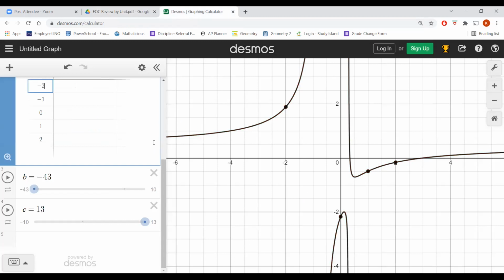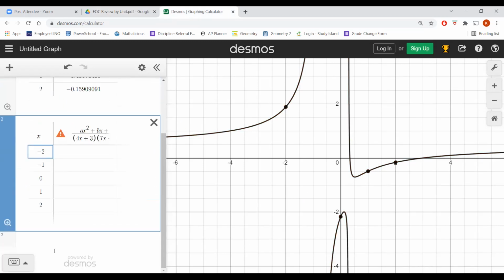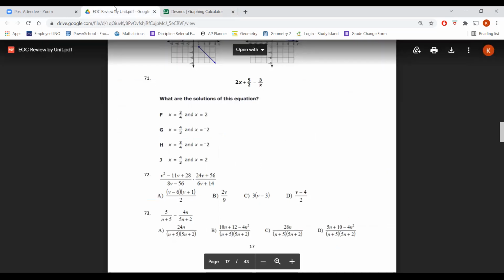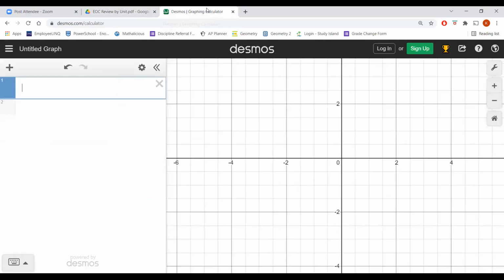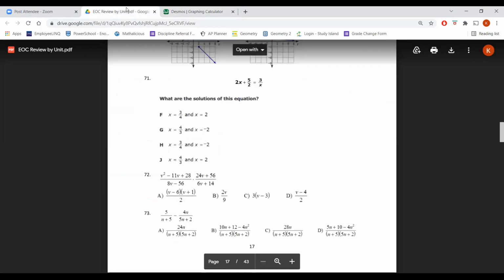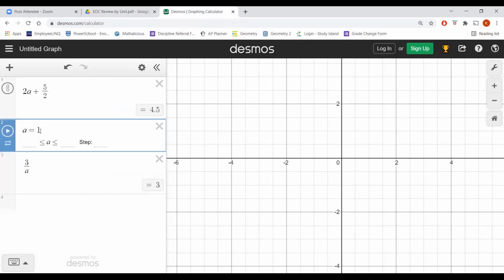So I'm just going to get rid of these. Okay, so we're just going to choose another variable, 2a plus 5/2. And then there's the slider. And then 3 over a. And so what's happening now is that when I plug a number in for a, it's going to tell me what each of the equations equals.